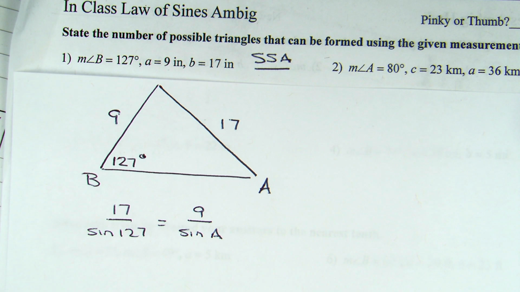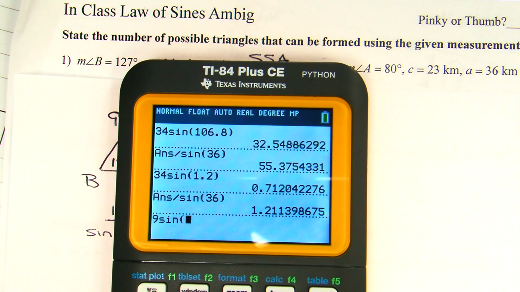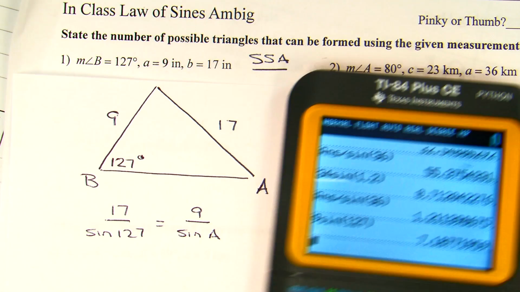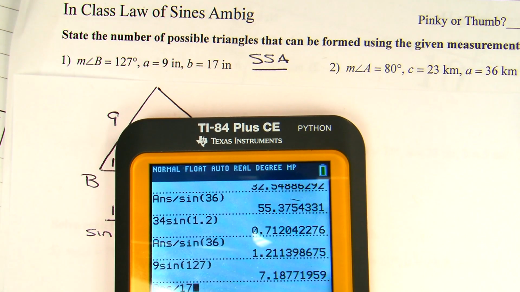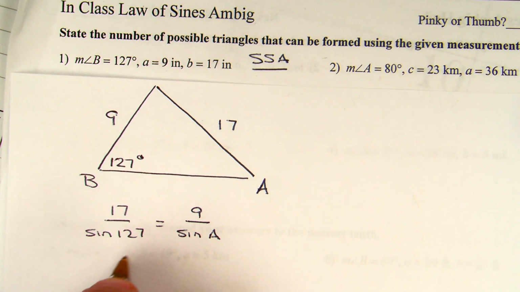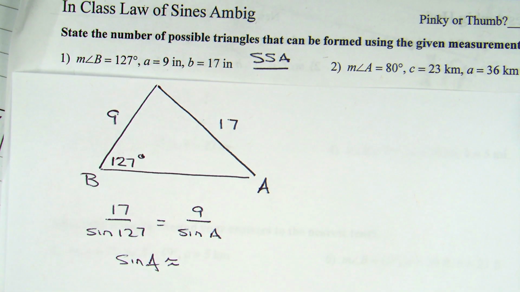Okay. Make sense? We're going to cross multiply. 9 times what? Sine of 127. Gives us that decimal. We're then going to divide that by 17. I get 0.4228 approximately. So the sine of A is approximately 0.4228.